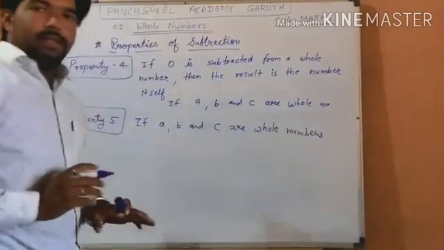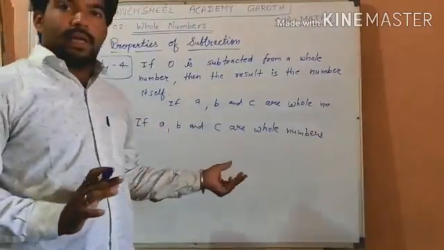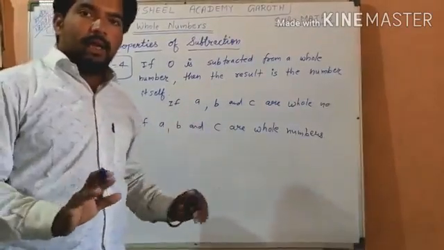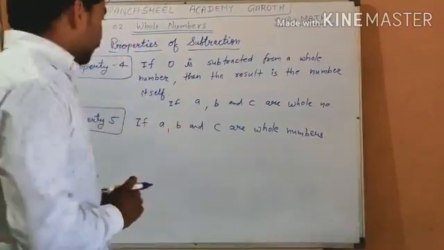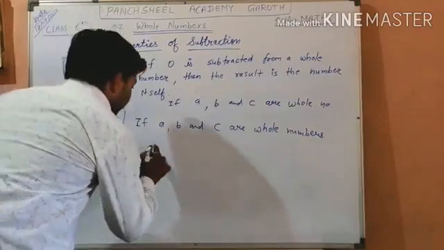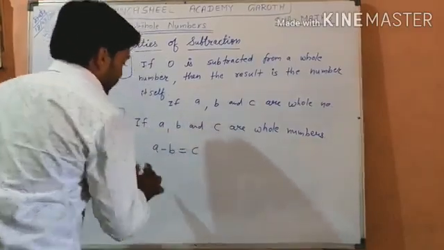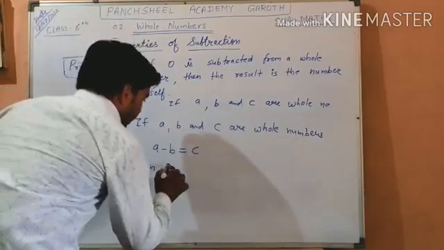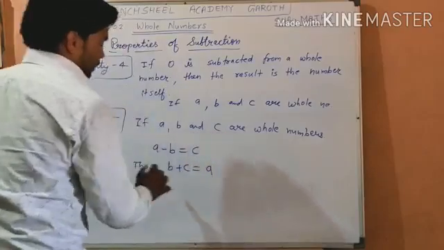My dear students, you must not confuse with this ABC. Okay. These ABC are not any numbers, these are variables, but we are taking them for example. Okay. So you must not confuse. So if a, b and c are whole numbers, then if a minus b equal to c, then this b goes here, b plus c equal to a. Got it?